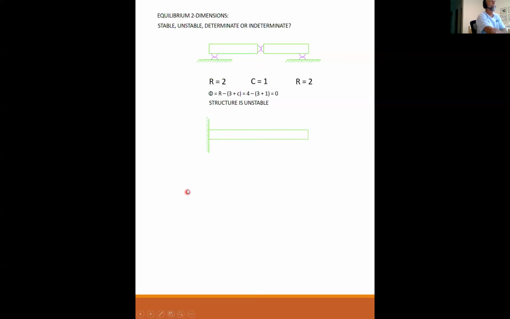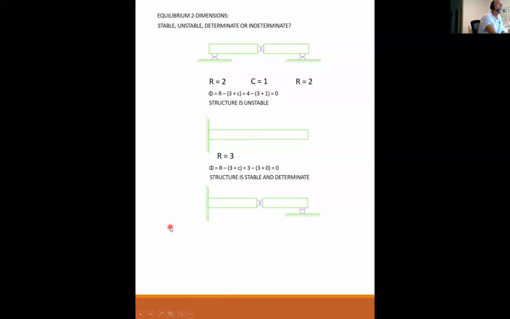Okay, next one. This is your classic cantilevered beam. I have 3 degrees of restraint at the end. Up and down, left and right, and the moment are all restrained at this end. So my degrees of indeterminacy, I have 3 minus 3. There's nothing special. So that equals 0. So this thing is stable and determinate.